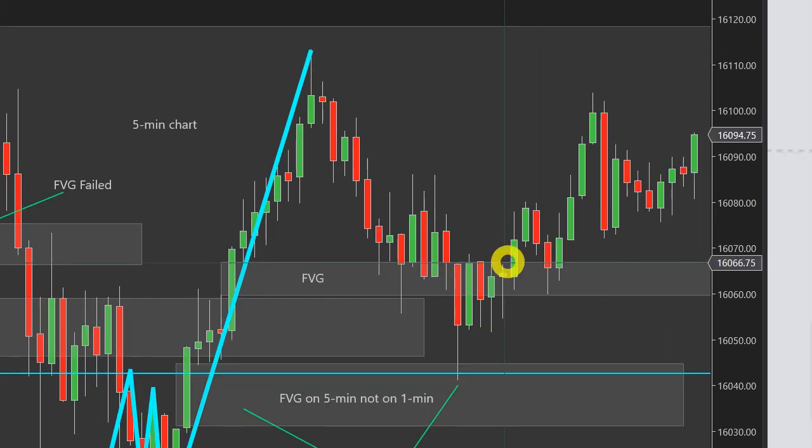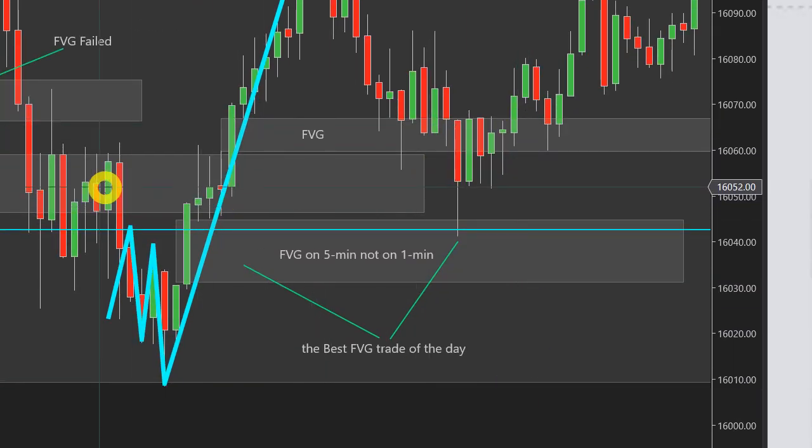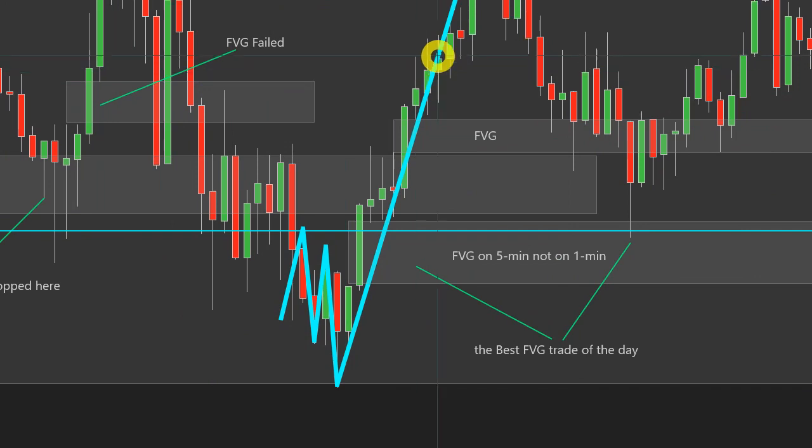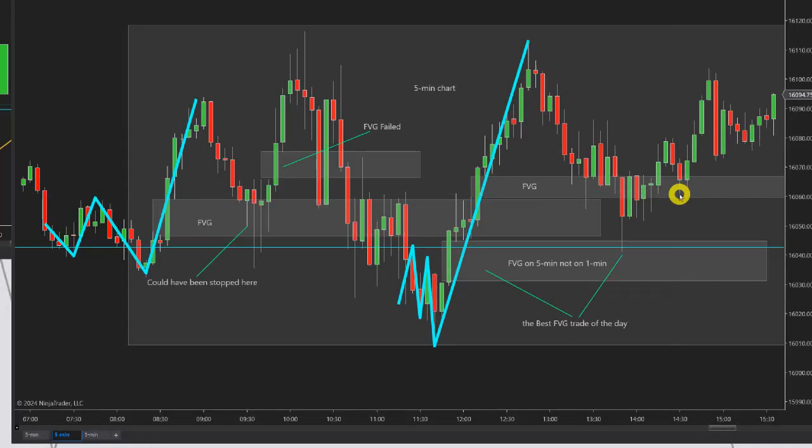It doesn't always do that. It could have just as easily bounced on this one and went up. Right? This is a very choppy day. This is one of the most difficult days when you get a choppy day like this. These are the hard days to trade.